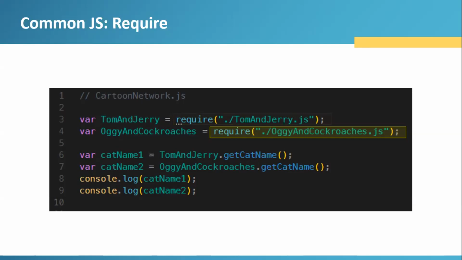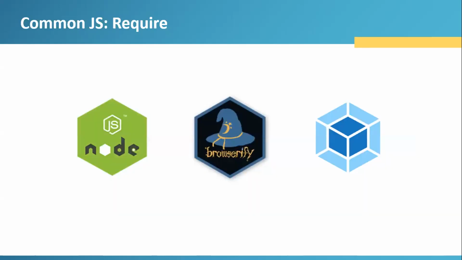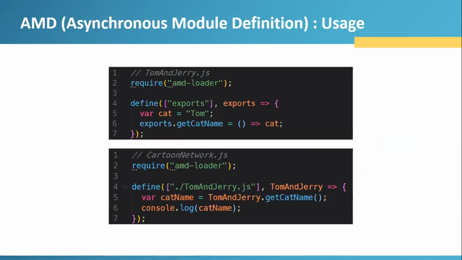Now knowing all these disadvantages, let's see who all uses CommonJS. So we have Node, Browserify, Webpack, all these use CommonJS. Now let's move on to the third module system, which is AMD.